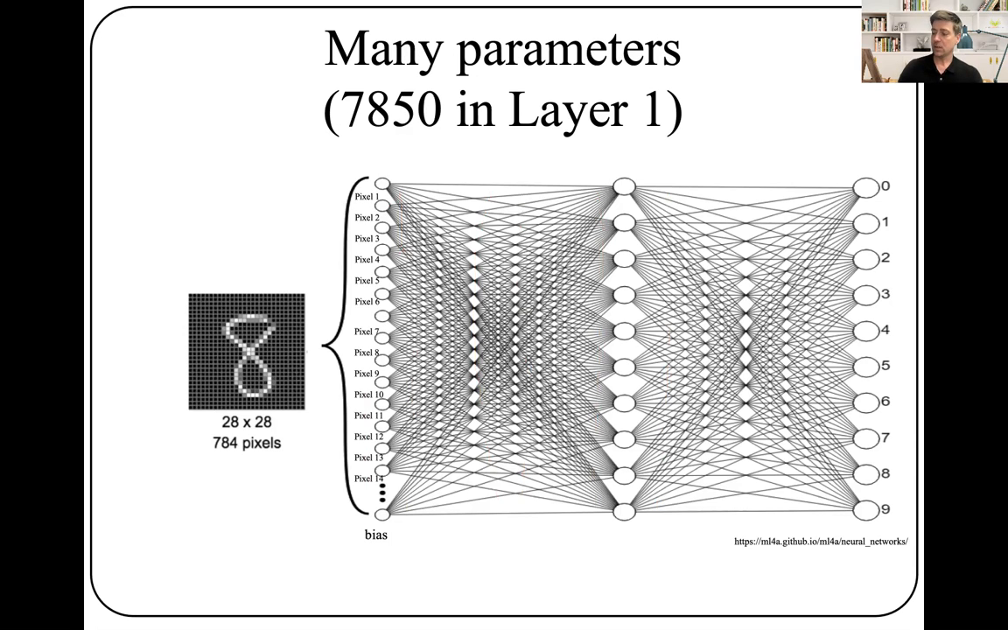So 7,850 parameters is not that much. When you think about it, nowadays we have some network architectures that have hundreds of millions of parameters. So this is actually not so hard. What I mean by not so hard is that you can actually learn this even though you don't have that many training samples.